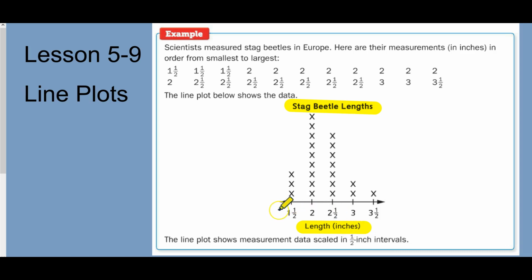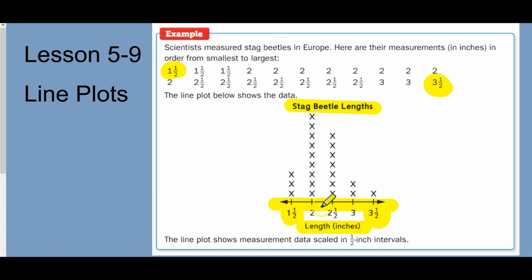Now, the numbers that go across our x-axis are scaled by looking at the data, finding the smallest number or minimum. 1.5 is the smallest number in the data. That's where we can start our line plot. We find the largest or maximum number in this set of data is 3.5. So that can be the last number on our line plot.